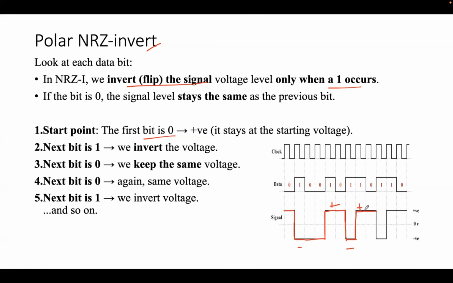When we get 1, see the previous one is positive, so this one should be negative. Again, we have one more one. As this is negative, the second one should be positive, this one. And remain in the same voltage level for 0.